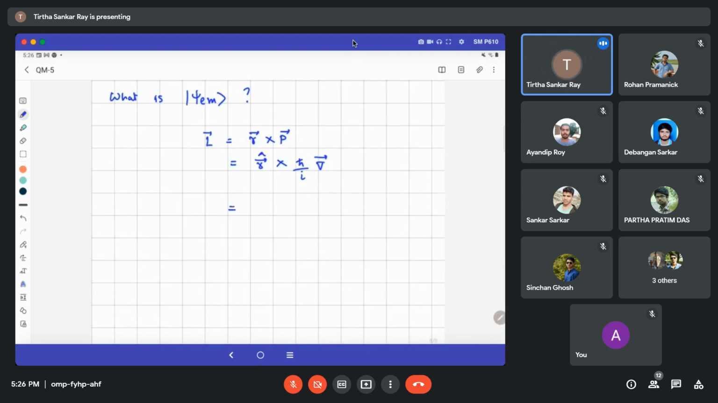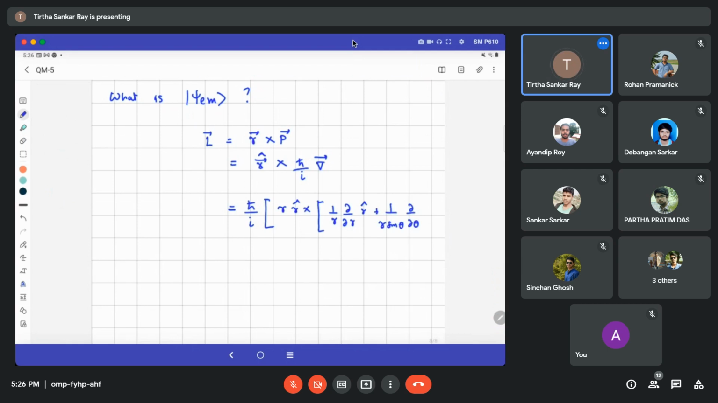So, like always, we write it in polar coordinates. There's no reason why you are doing this. You can do it in any other coordinate system, but let's do it in polar coordinates because it becomes much simpler. Of course, the radius vector is just in the radial direction. And then you have the divergence vector, which is 1 by r del r into r cap plus 1 by r sine theta del theta.